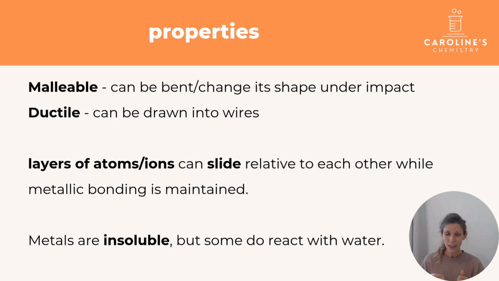And finally, metals are insoluble, meaning they do not dissolve in water. However, important exception: even though a lot of metals do not dissolve in water, some of them do in fact react with water. You might know that, for instance, from your study of the group 1 metals, the alkali metals, which react quite vigorously when put in water. So we have high melting and boiling point, we have malleable and ductile, we have that they conduct electricity, and that they are insoluble in water. Now let's test this out.